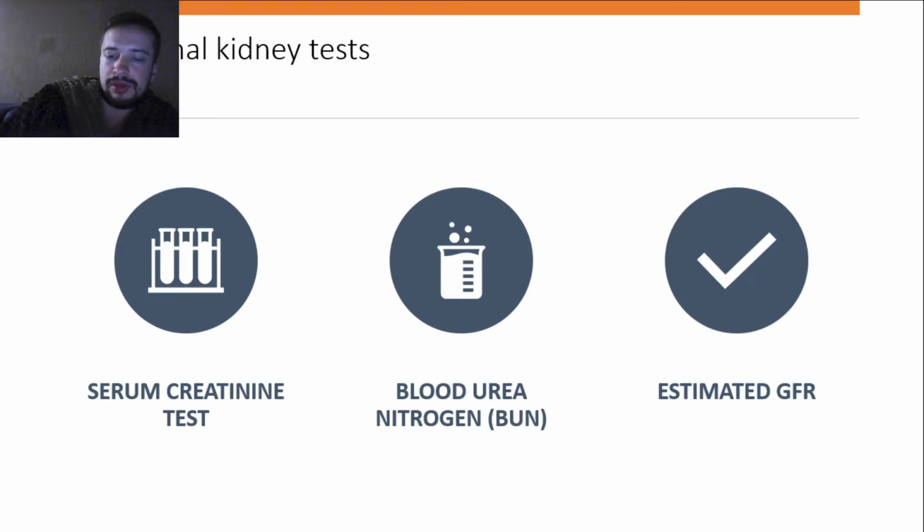Functional kidney test. A creatinine level higher than 1.0 or 1.2 milligrams per deciliter for women and 1.4 milligrams per deciliter for men is a sign of a kidney problem. A normal blood urea nitrogen is between 7 and 20 milligrams per deciliter.